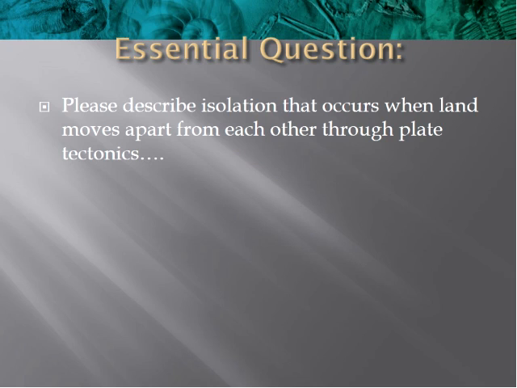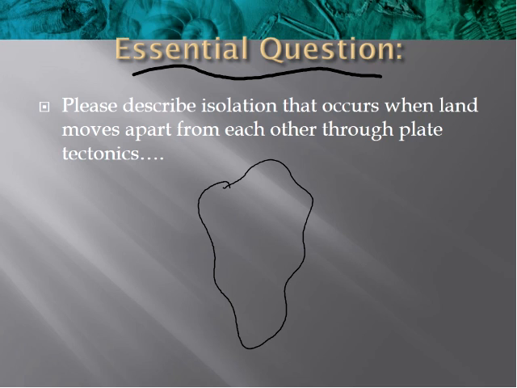Okay, so the essential question for this one is more of an essential statement, kind of. Basically, it's please describe isolation that occurs when land moves apart through plate tectonics. So what you're going to look at is, for example, if here's some sort of land mass, and you have species A all over the place. And what happens is right here there starts to be some sort of divergent boundary or something going on where some land is pulling apart.